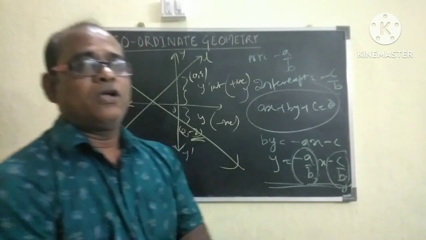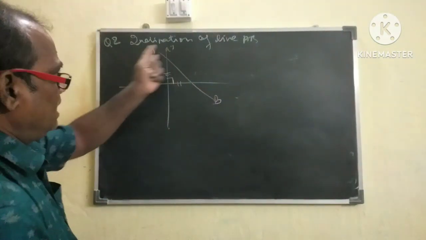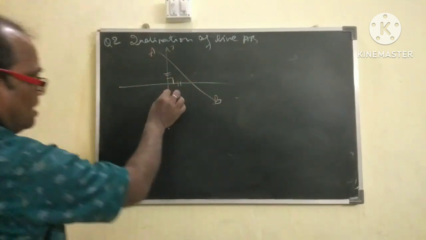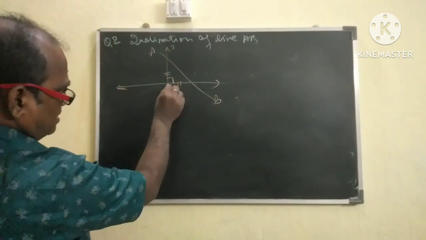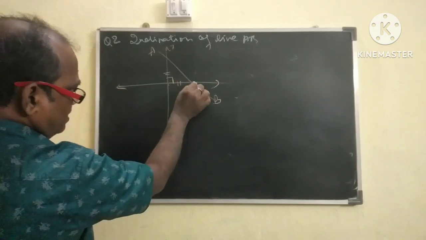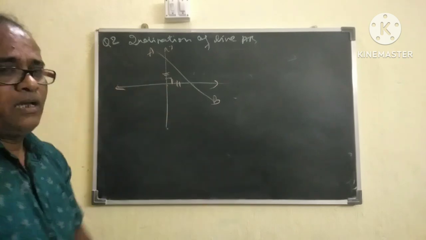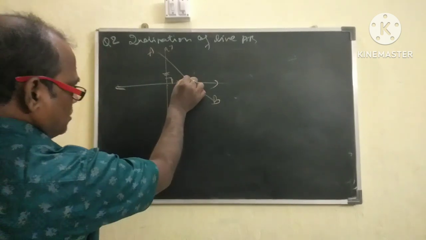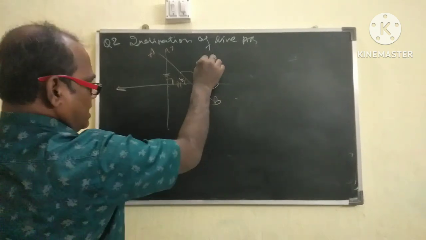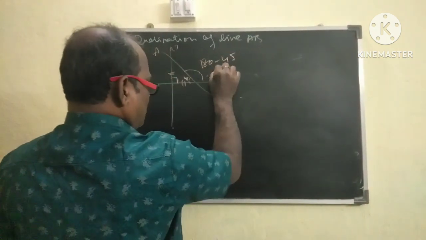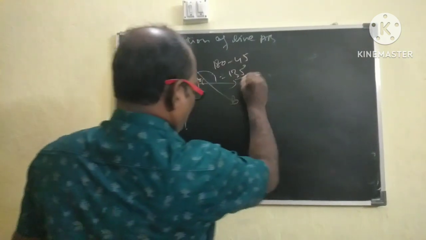Now let us go with a few questions from example number 1 from your textbook. Write the inclination of the line AB. See here, the line AB is given, and you can see this is a triangle. This is 90 degree. This side is equal to this side. That means it's an isosceles triangle. So this must be 45. If this must be 45, then this must be 180 minus 45, which is equal to 135 degree. So the inclination of the angle is 135 degree.